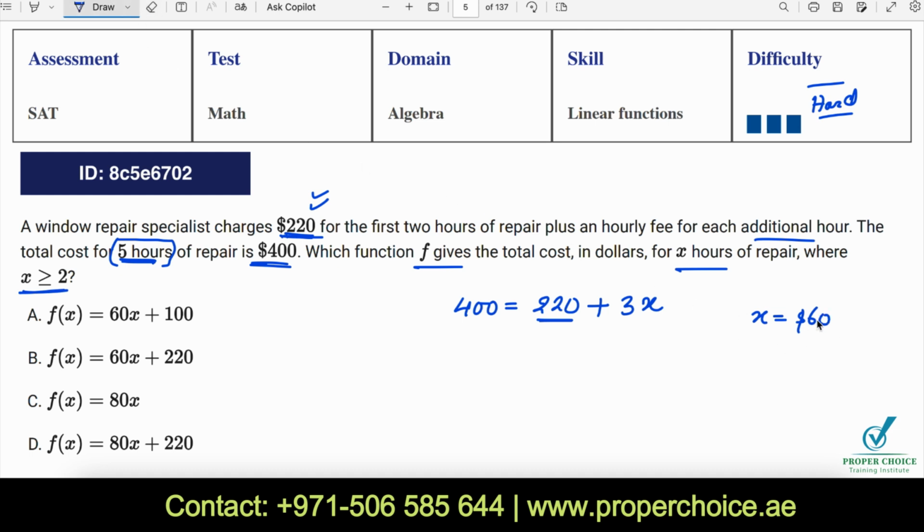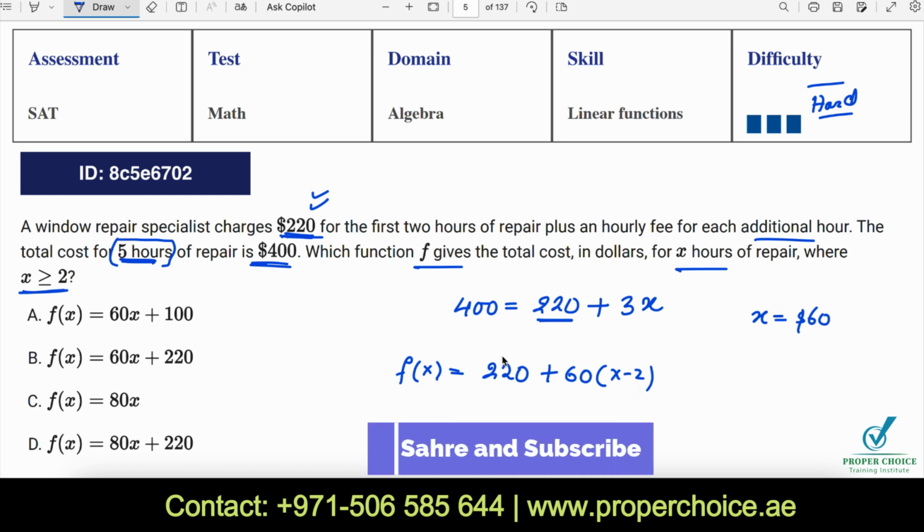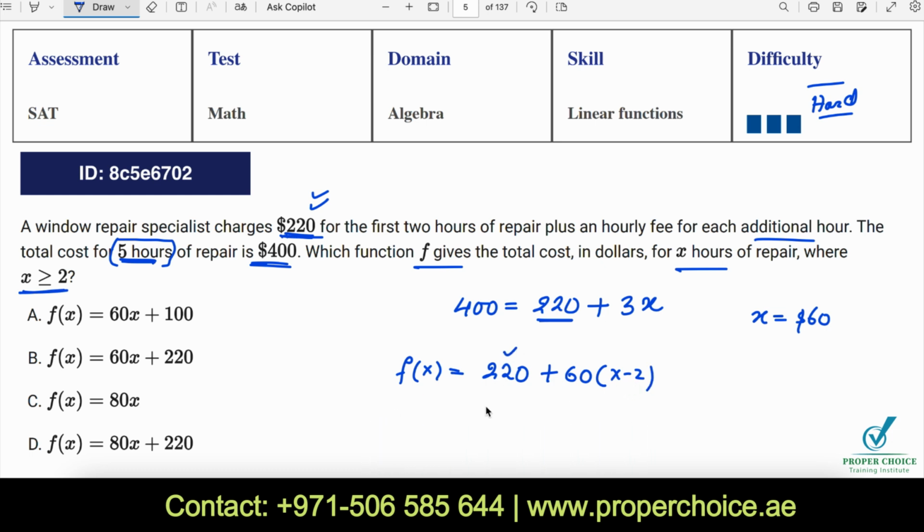Now, how do you set up the equation? The function we are asked to set up is f(x), where we are working for x number of hours, which is equal to 220 for the first 2 hours plus 60 times (x minus 2). Why am I subtracting 2? Because that 2 hours' charge we have already counted. This is the equation I can write for the total charge.